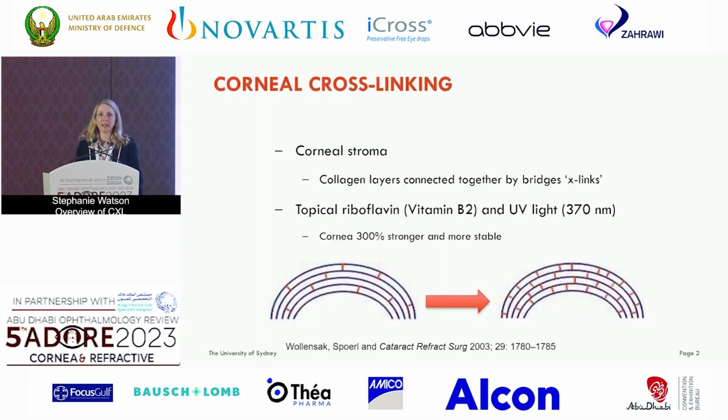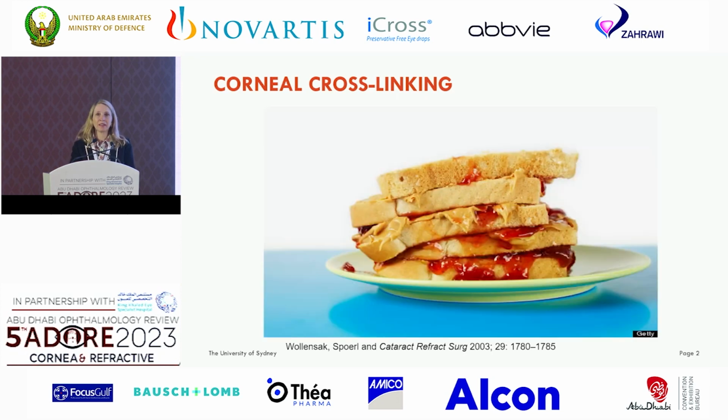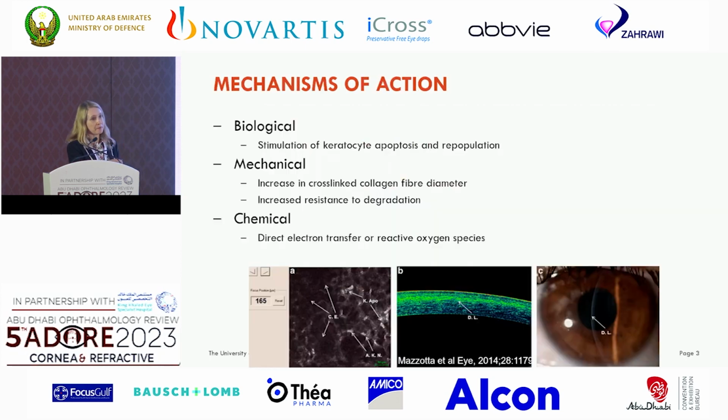Corneal cross-linking. So as we've heard already, it aims to strengthen the cornea by putting little bridges or cross-links back through the stromal layer. But how I like to explain this to patients is the cornea is a bit like a sandwich with layer upon layer, and in keratoconus that sandwich becomes a bit sloppy and the layers all start to slip. And cross-linking is like putting little toothpicks in your sandwich to keep it all together.